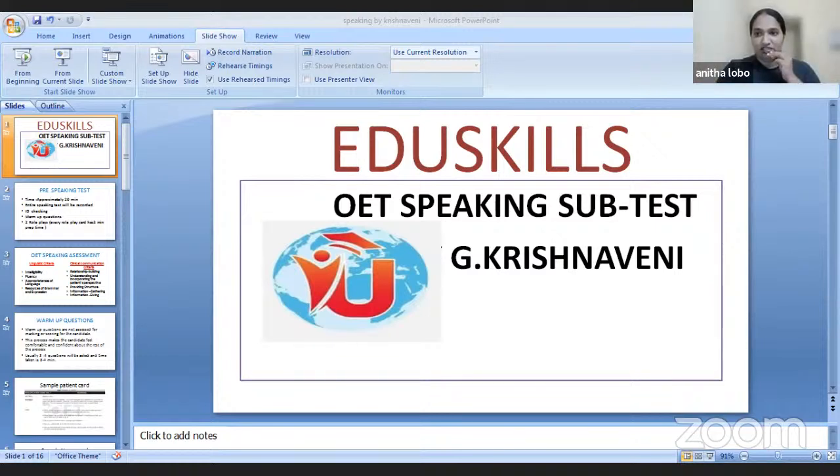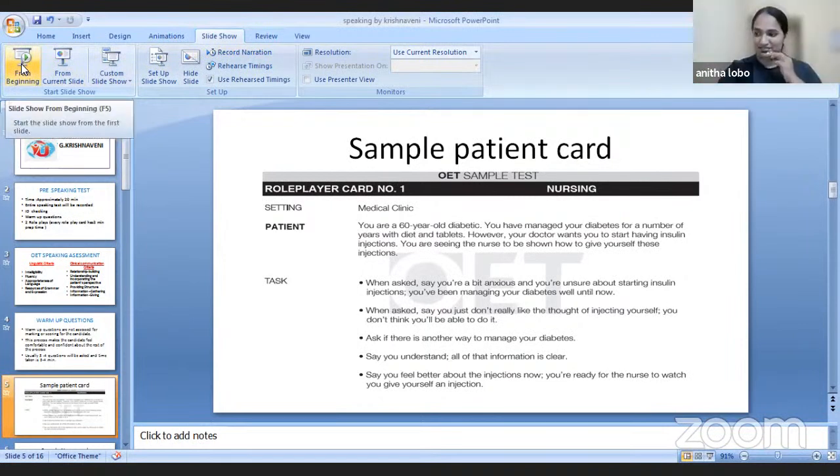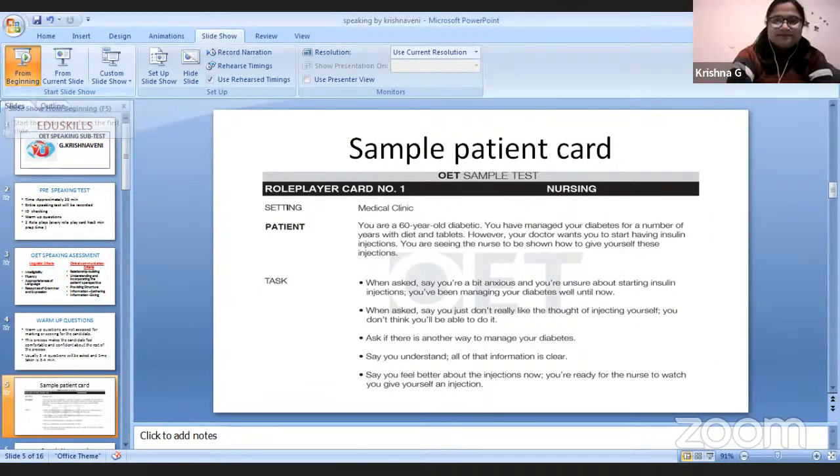Excuse me, Krishnaveni. Yes, slides are not visible. It's not moving. Sorry. It's okay. Cool. Yeah, now it is. Okay now? Now it is visible. Okay.